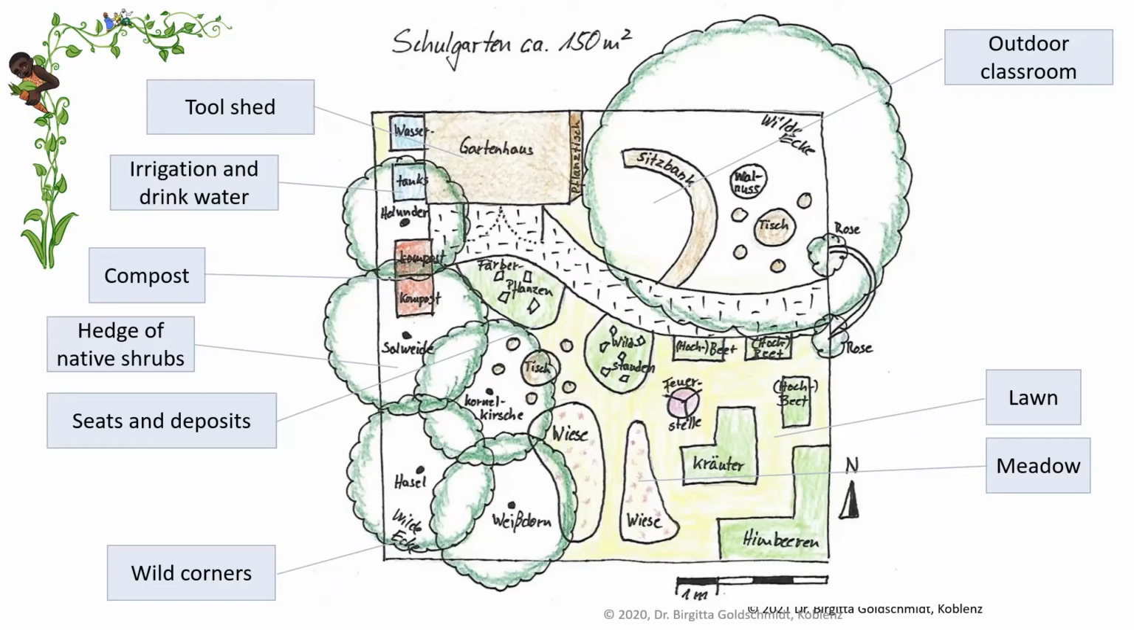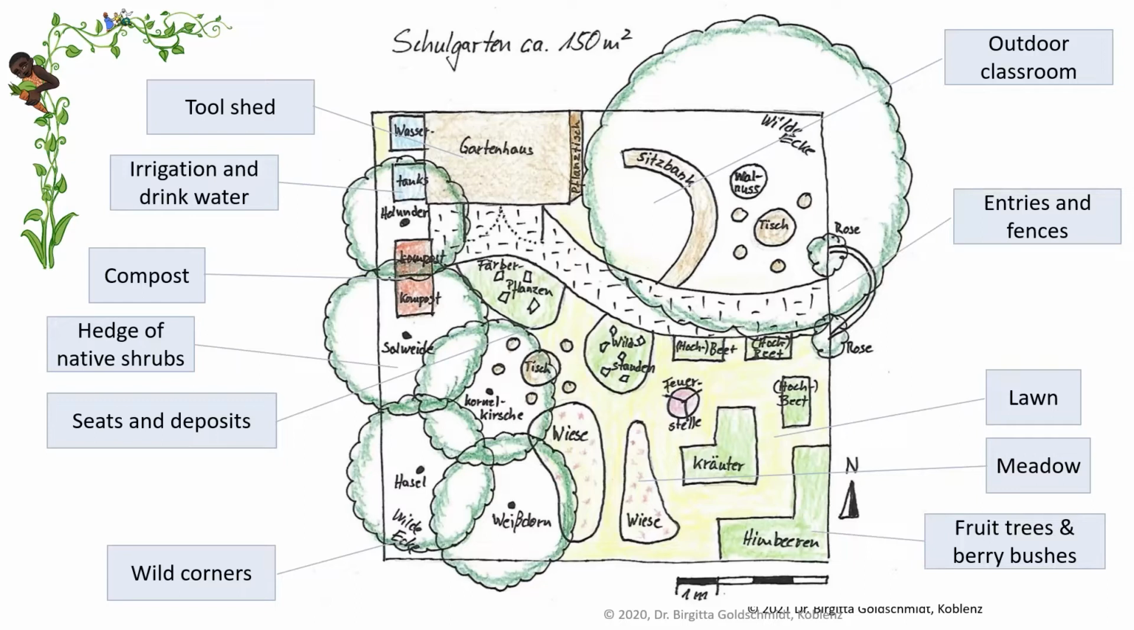One very nature-near element is also a hedge of native shrubs, which doesn't mean much maintenance, but which has a high potential for discovering and observing nature processes and many animals. For the edible aspect of school gardens, many school gardens have fruit trees and berry bushes, where you can eat the fruits directly from the bush or the tree.